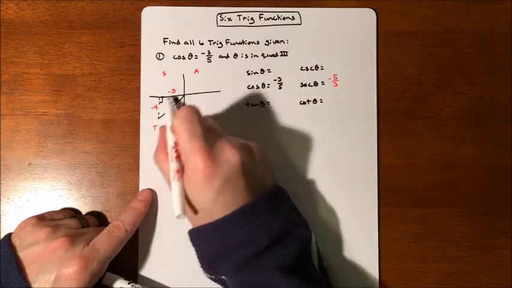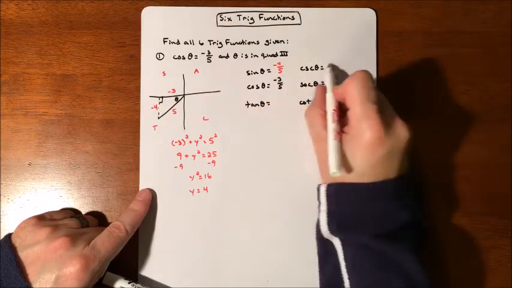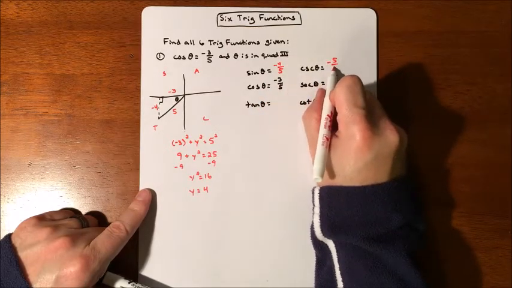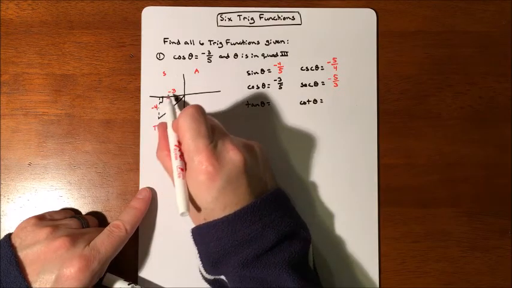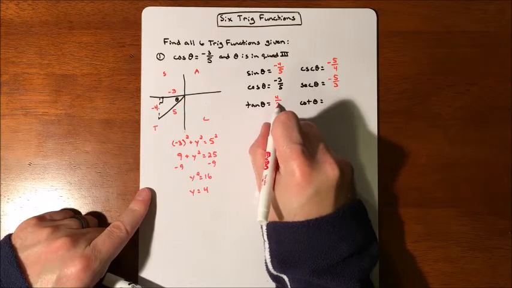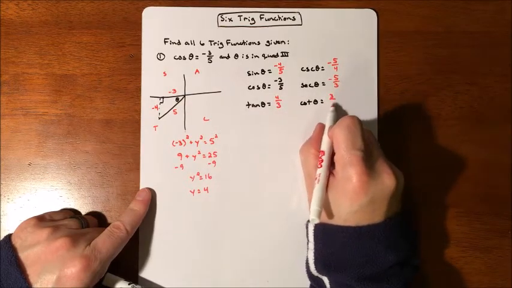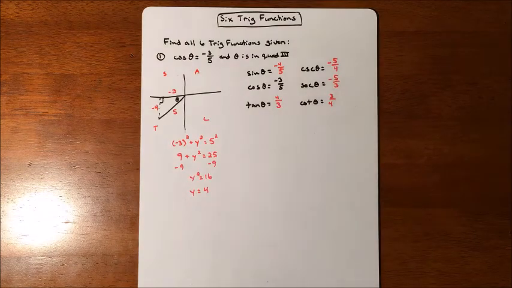So sine is going to be opposite over hypotenuse, -4/5, and the reciprocal is -5/4. Tangent is going to be a -4 over a -3, which is a +4/3. Reciprocal is 3/4.